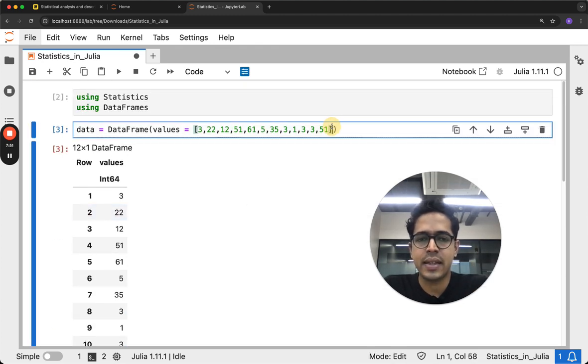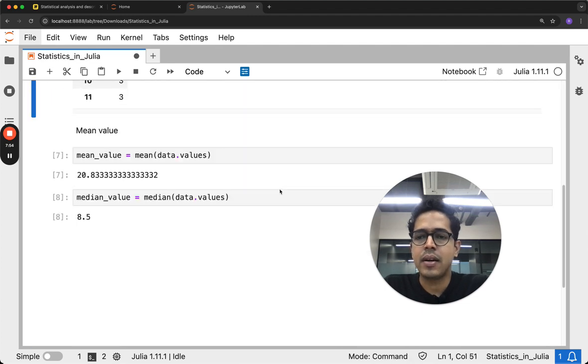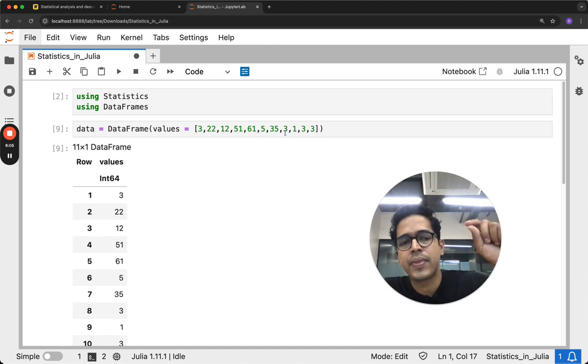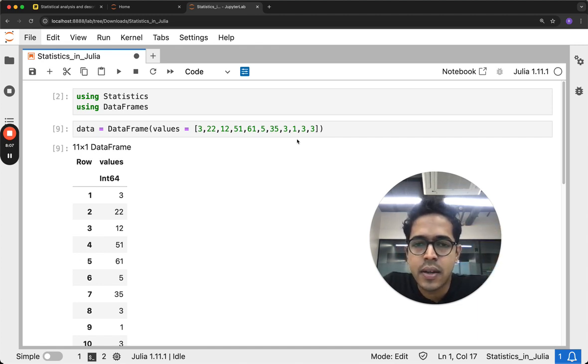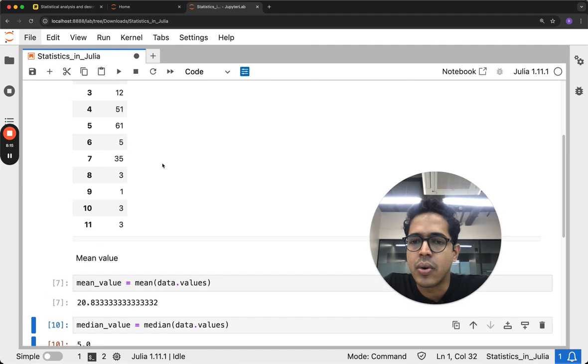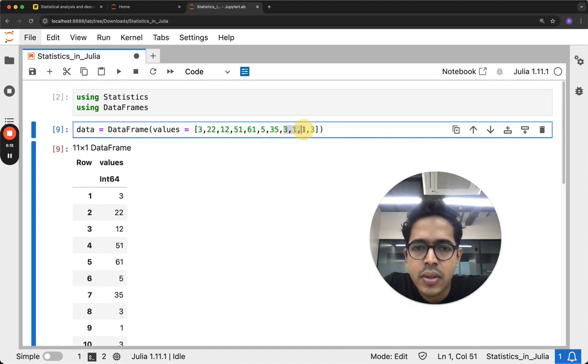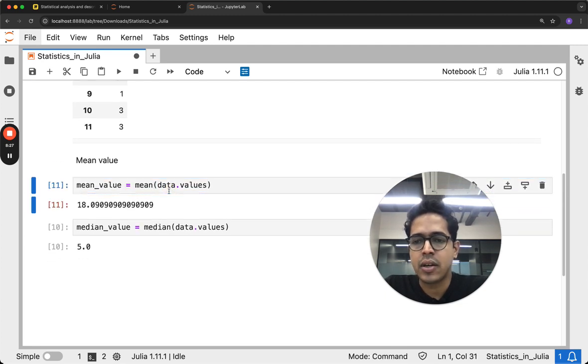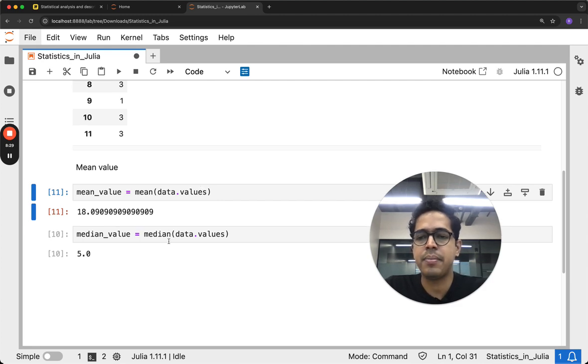But if we delete, let's say, this 51, then median would be one of the numbers from this list after rearranging. So after rearranging, there are now 11 numbers, which means the sixth number should be the median. So 1, 2, 3, 4, 5. So probably 12 should be the median, I guess. Let's run. Oh, it's 5, because yeah, there are 1, 2, 3, 4, 5. Okay, 5 is the sixth number. So 5 is the median, and the mean value should also change now because we have deleted one number. So this is the mean and median.